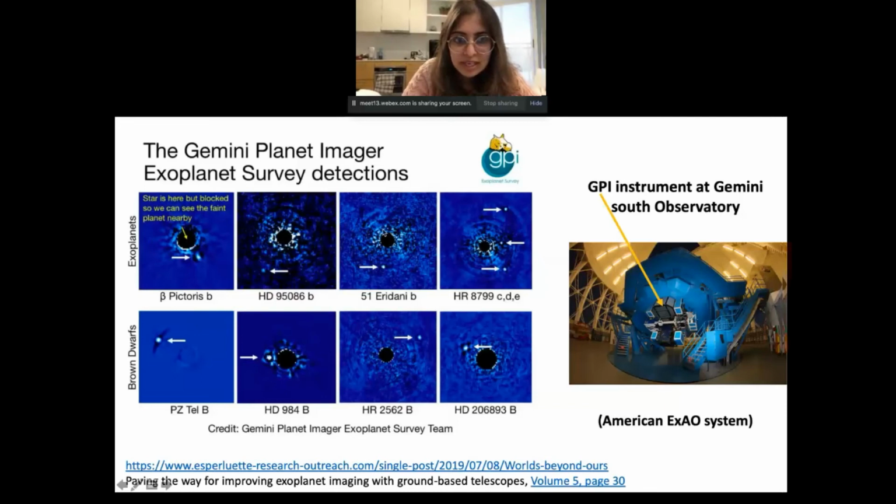So just some results that you can see. In the middle, the starlight is blocked, and all these little specks of light that you see are really residuals of starlight because of the Earth atmosphere. For example, this is not a planet, it's a brown dwarf. This is the video that we saw, HR8799, so planets C, D, E. We don't see planet B in this particular image.